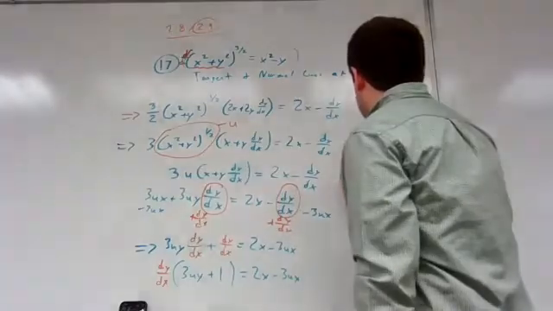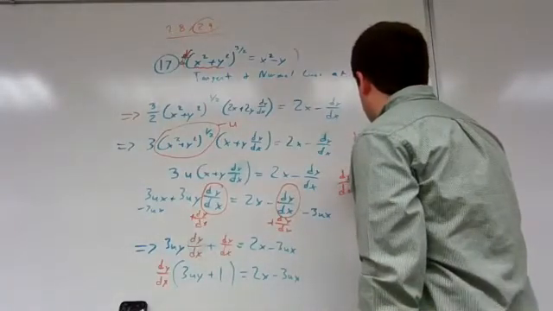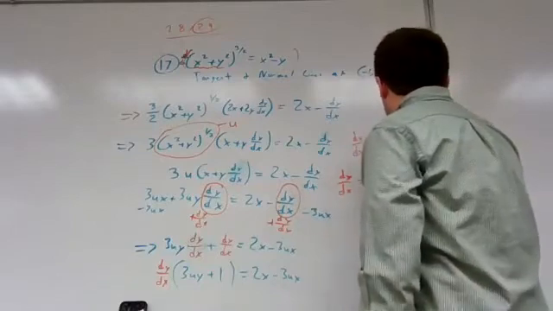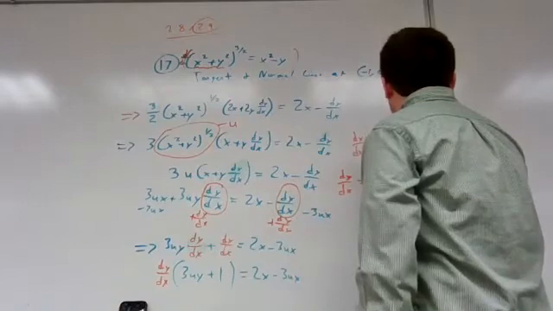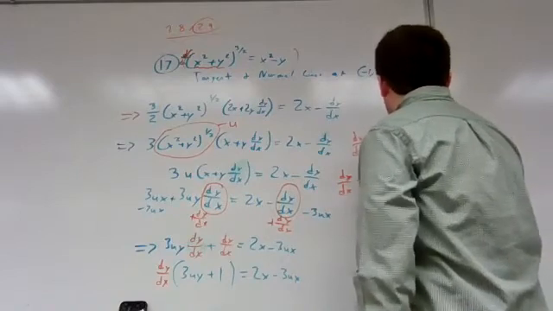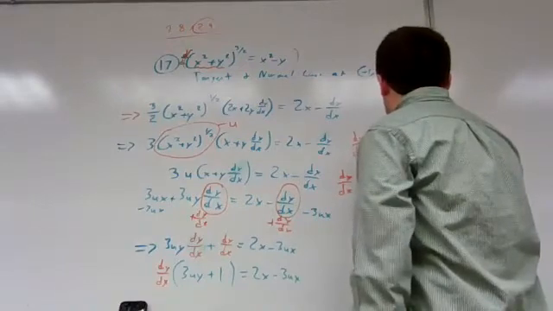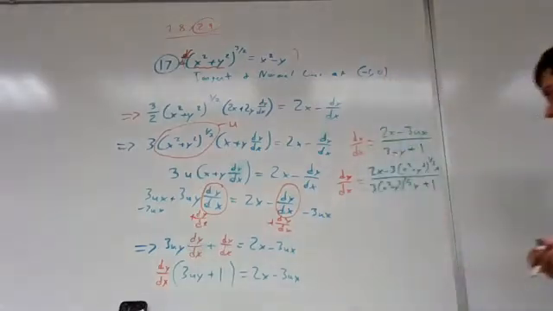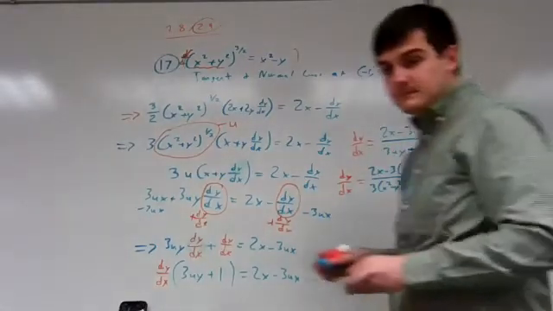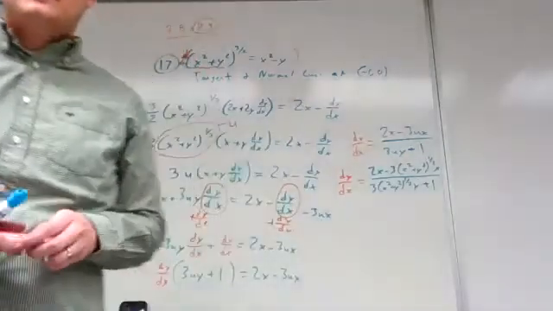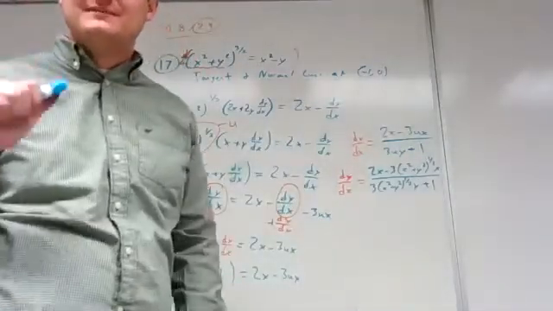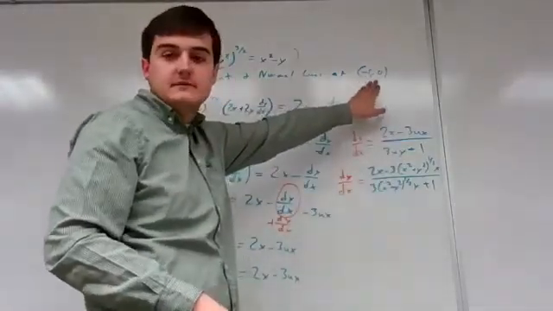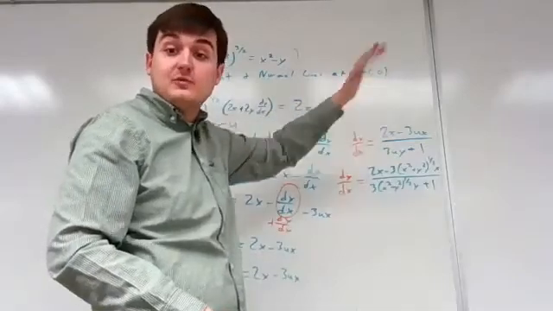So dy over dx in reality, once I put u back in, is equal to 2x minus 3 times x squared plus y squared to the 1/2 times x over 3 times x squared plus y squared to the 1/2 y plus 1. Okay, now this seems like what a hassle to have to plug into, right? But let's remember what our point is. What's our point? It is -1, 0. So that means x is -1 and y is 0.